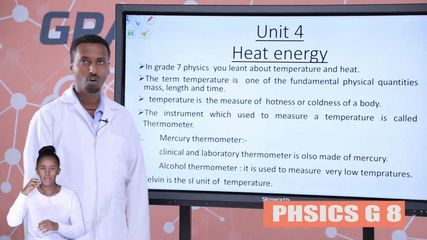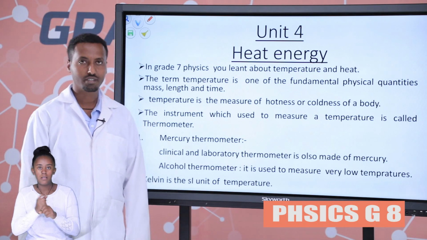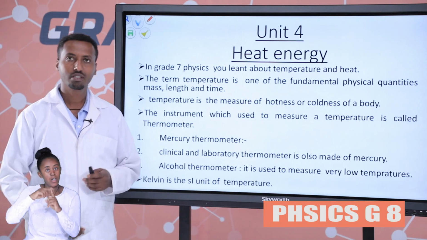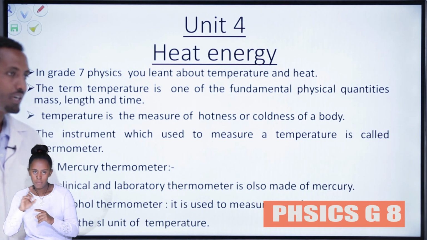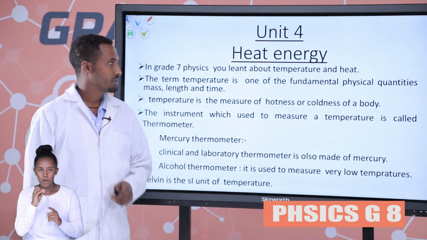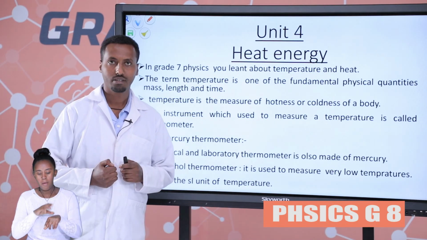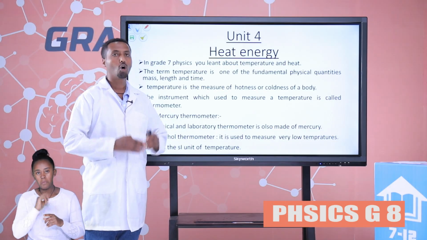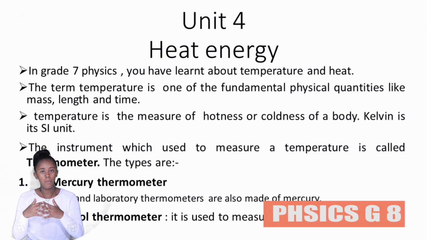Before I start this topic, I will revise what you learned last year in Grade 7 physics. In Grade 7 physics, you learned about temperature and heat. Students, what is temperature? Do you remember? Temperature is one of the fundamental physical quantities, like mass, time, and length. Temperature is the measure of hotness or coldness of a body. The instrument used to measure temperature is called a thermometer.